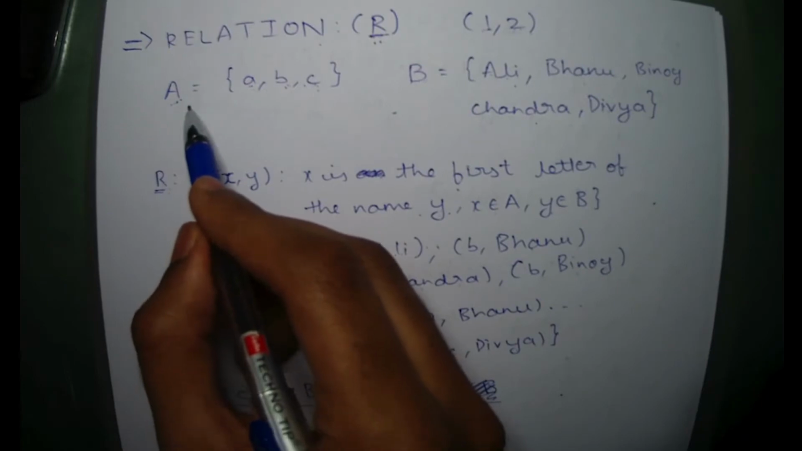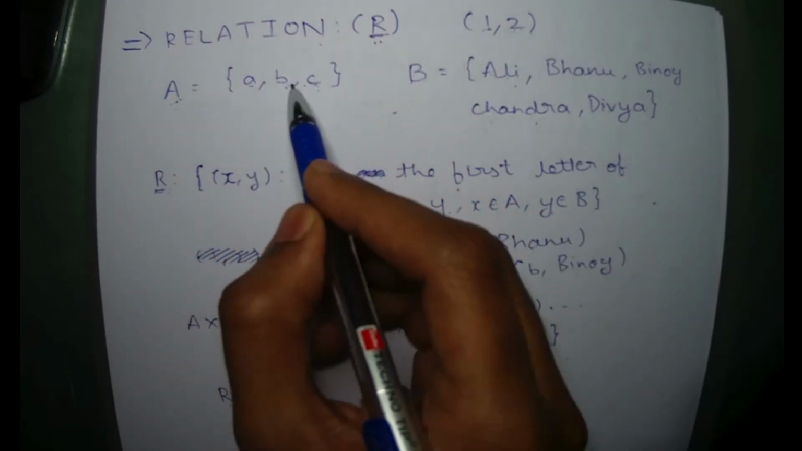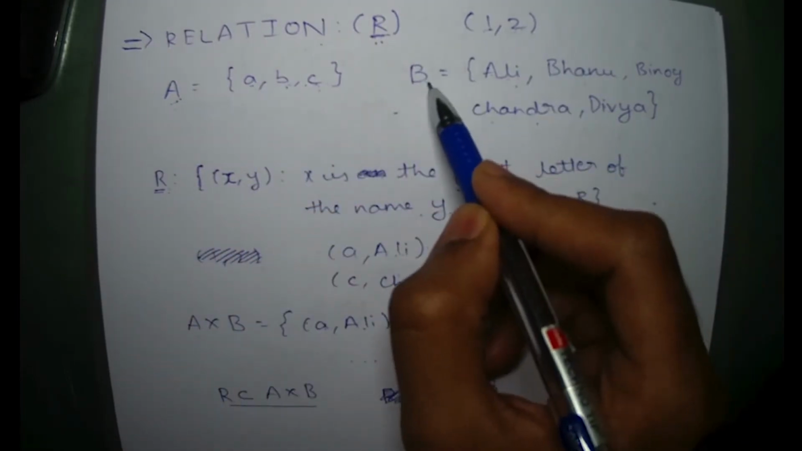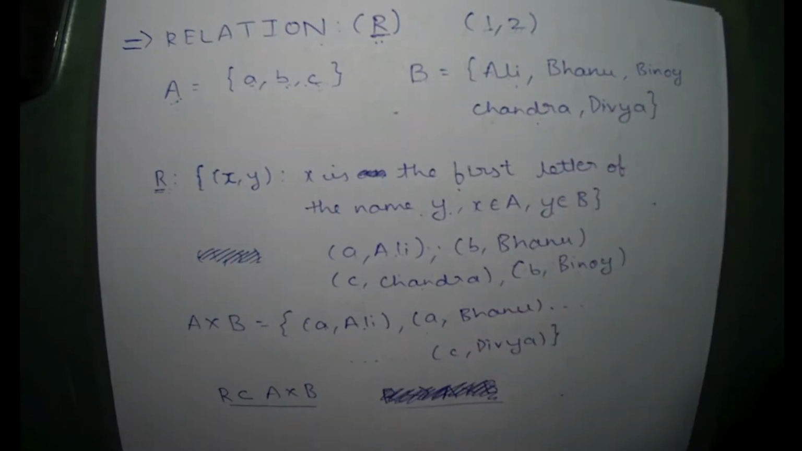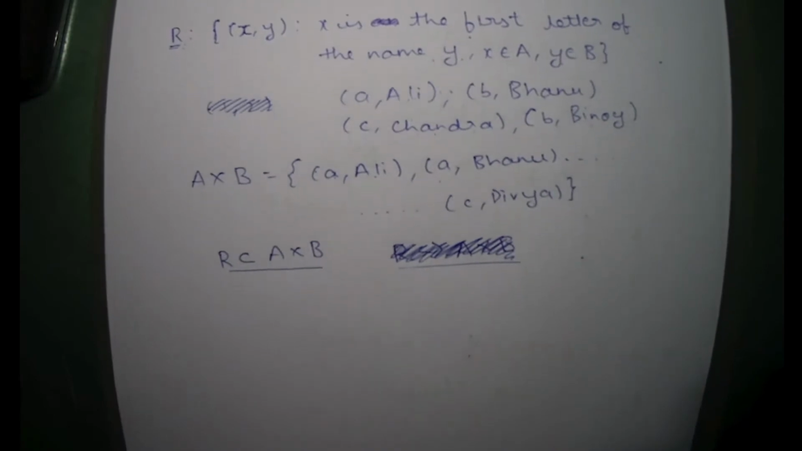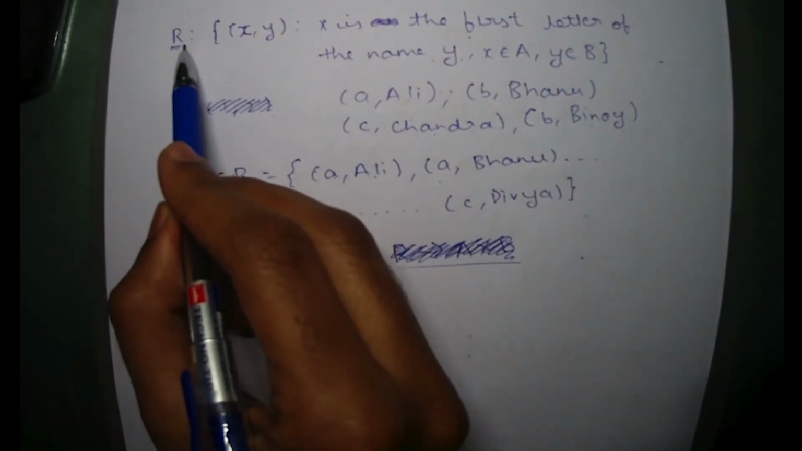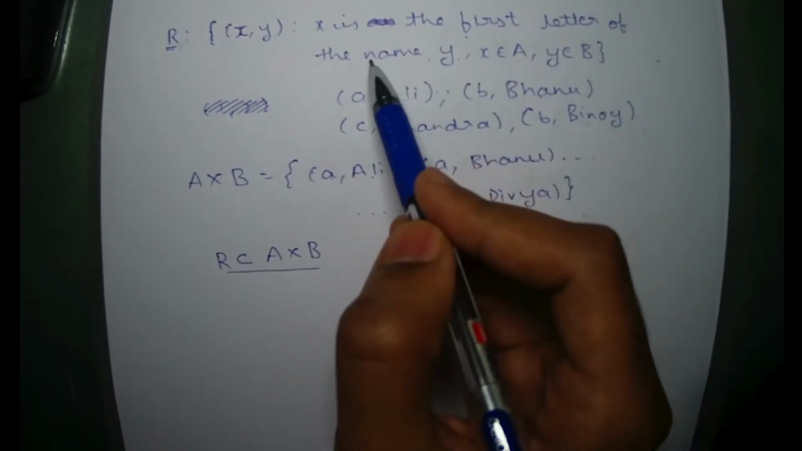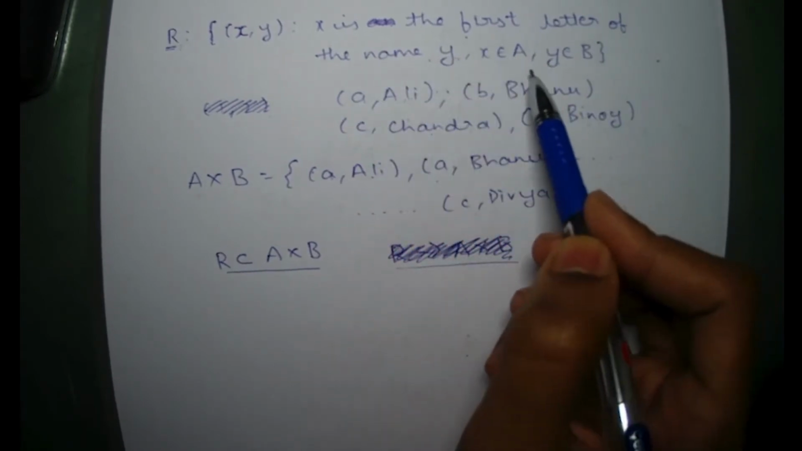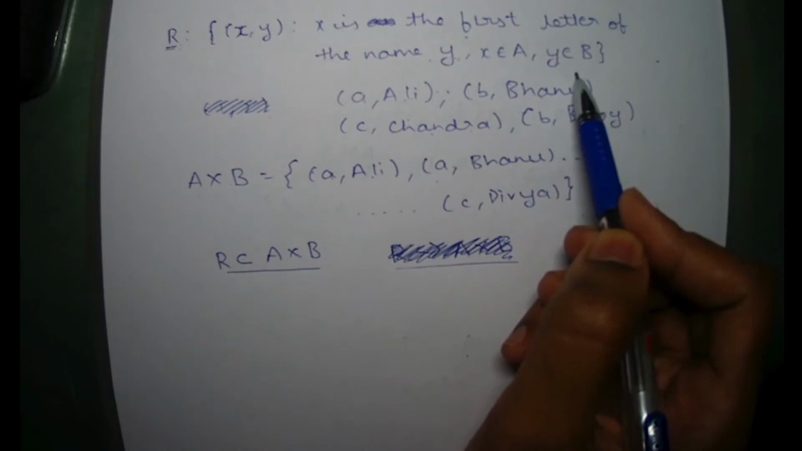Let's take set A with letters A, B, C in it, and set B with the names Ali, Banu, Binoy, Chandra and Divya. We'll define a relation for these two sets. We'll take relation R with (x, y) as the ordered pair, where x is the first letter of the name y, and x belongs to set A and y belongs to set B.